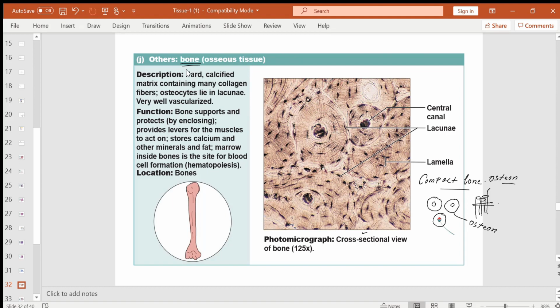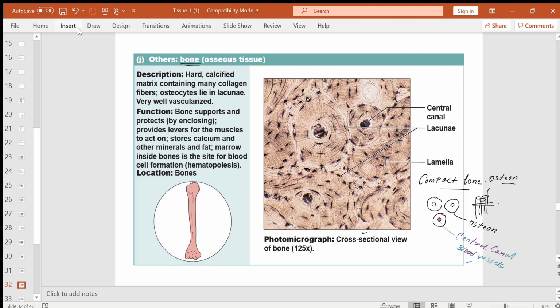So the central canal has blood vessels, right? Blood vessels and nerves. Okay.